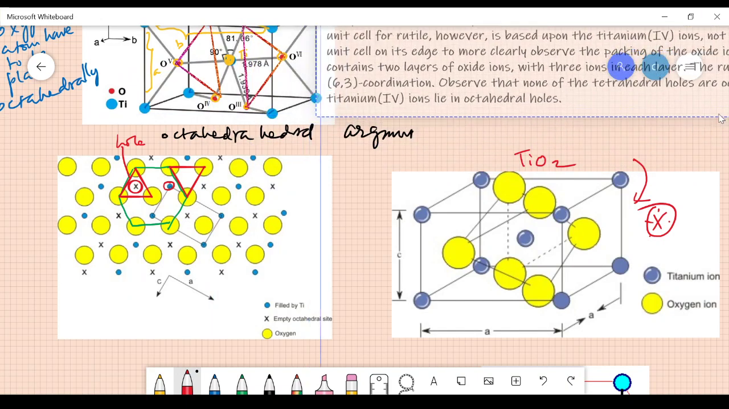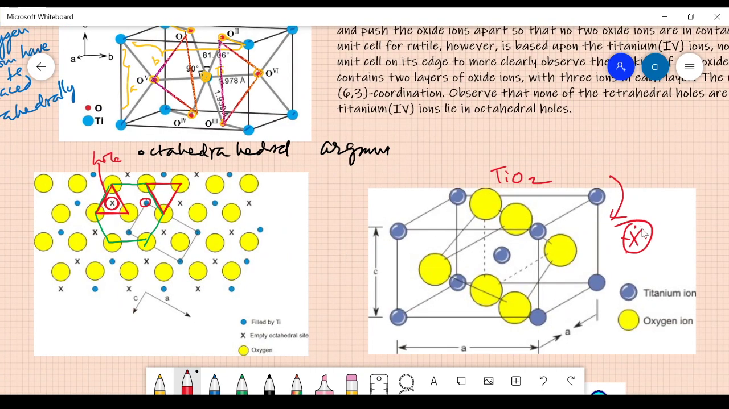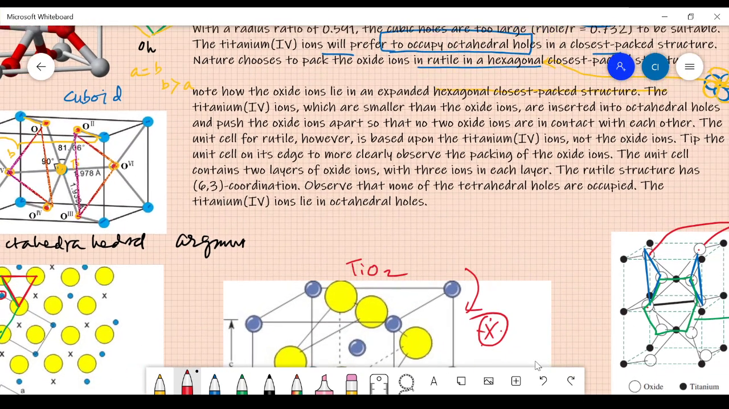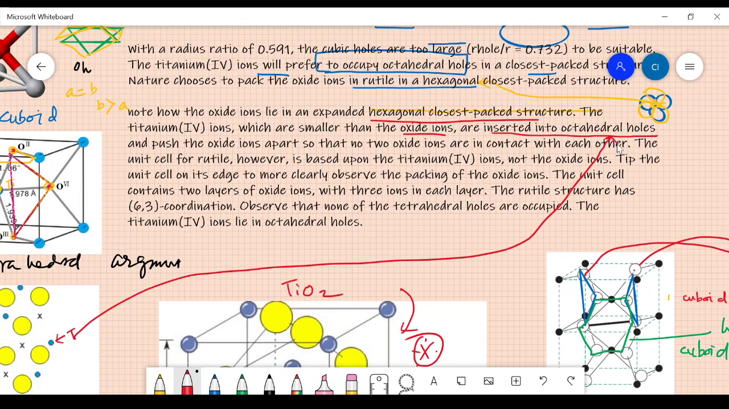I'm just going to read up that and then go back to the next oxide structure there. So we see how the hexagonal close packed structure is there. The titanium ions, which are smaller than oxide ions, are inserted into the octahedral holes. There you saw this. These are the titanium ions, and they are inserted into the octahedral holes and push the oxide ions apart so that the next oxide ions are in contact with each other.